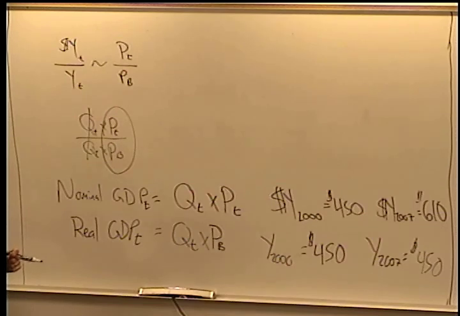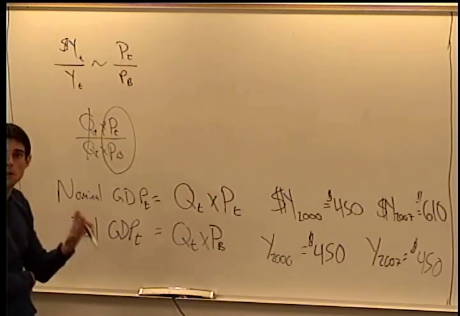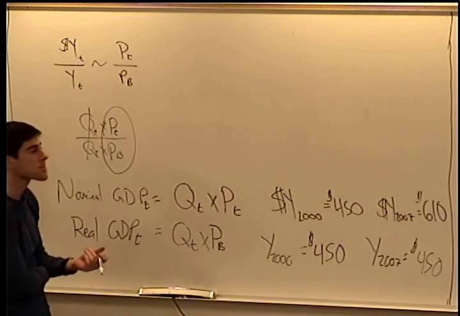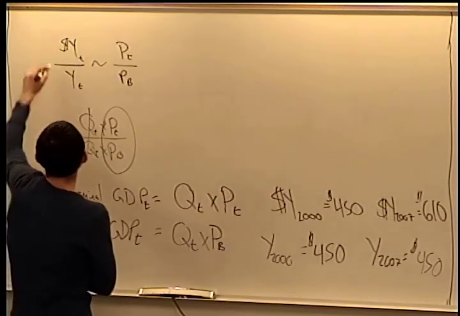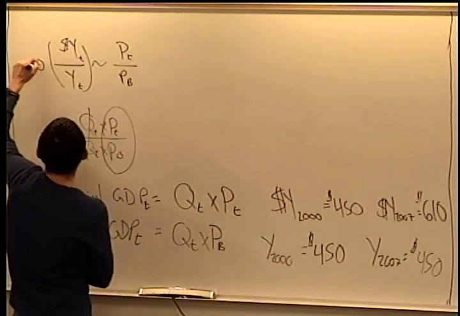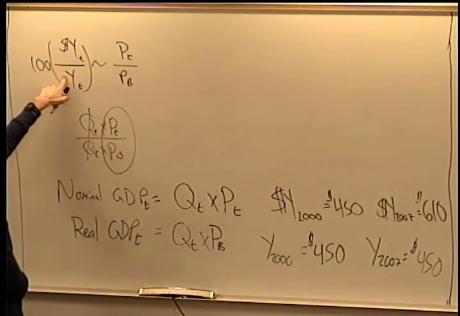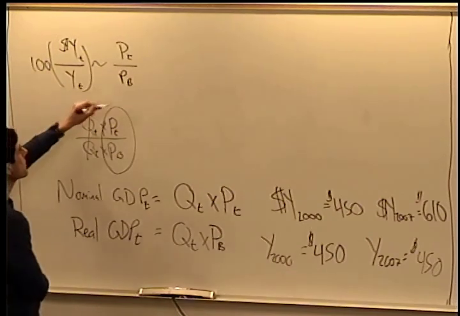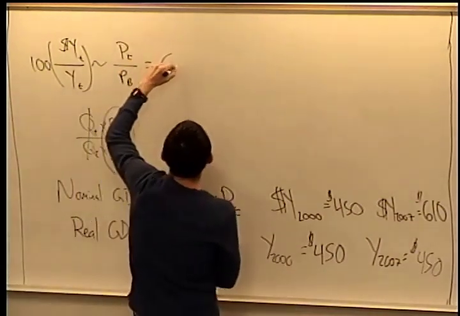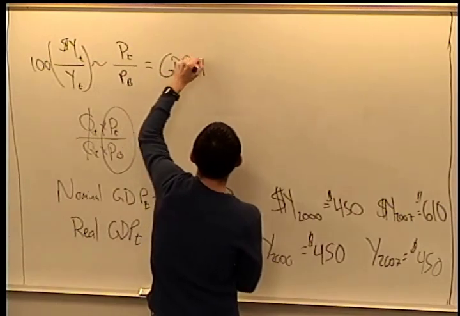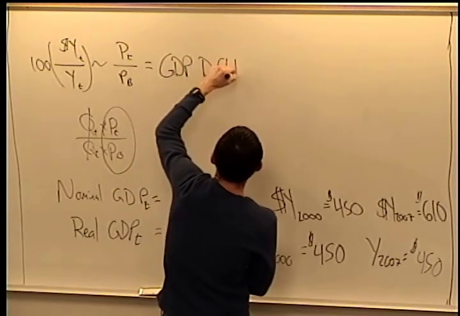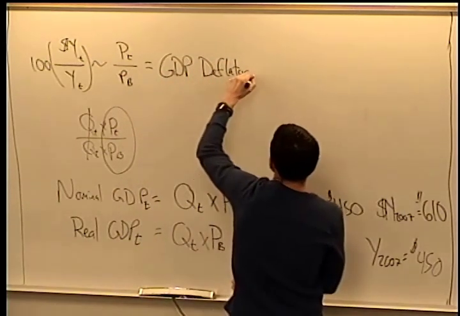Okay? And we take this and we call this our GDP deflator. And it's a measure of prices. It's a price index. So if we take this times 100, nominal GDP divided by real GDP times 100 is equal to the GDP deflator in year T.